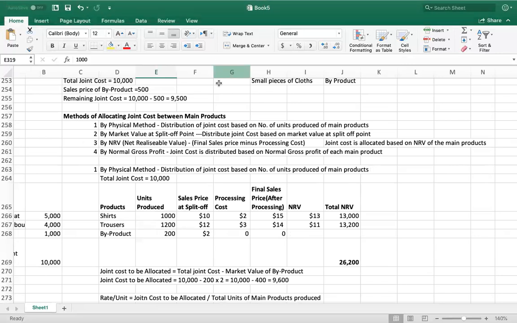Yes, clear. But sir, you said the accurate one is the last one. Yes, by normal gross profit margin, this is more accurate. Then will they ask which method to follow? No, they will not ask, because this is management accounting. They will only ask to calculate how much cost should be allocated to this product by this method or this method.